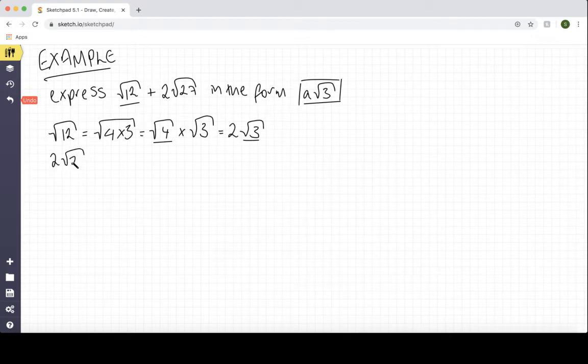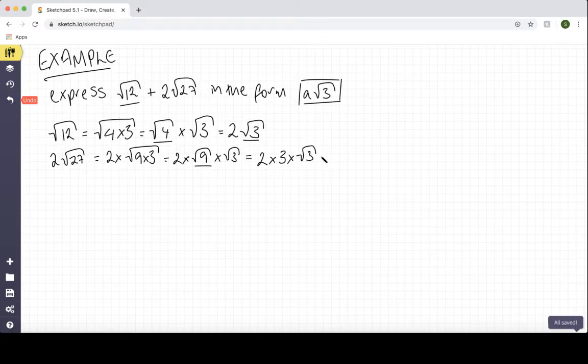So we have 2 times the square root of 27. This is equal to 2 times, well, what's 27? 27 is 9 times 3, right? So we can write it like this: 2 times the square root of 9 times 3 is equal to 2 times the square root of 9 times the square root of 3. And we know that 3 squared is equal to 9, so the square root of 9 is going to be 3. So we get 2 times 3 times the square root of 3, and our 2 times 3 is 6, so we get 6 root 3.